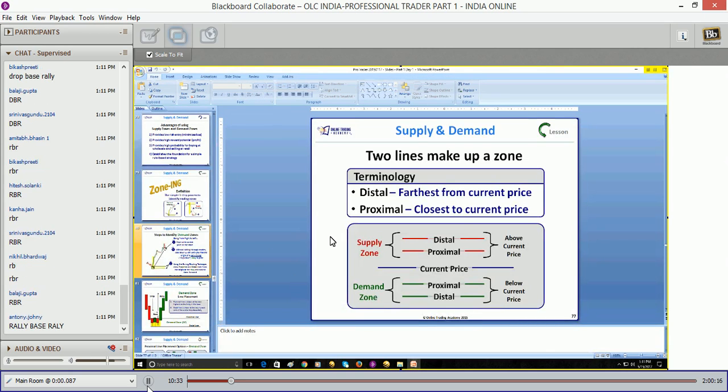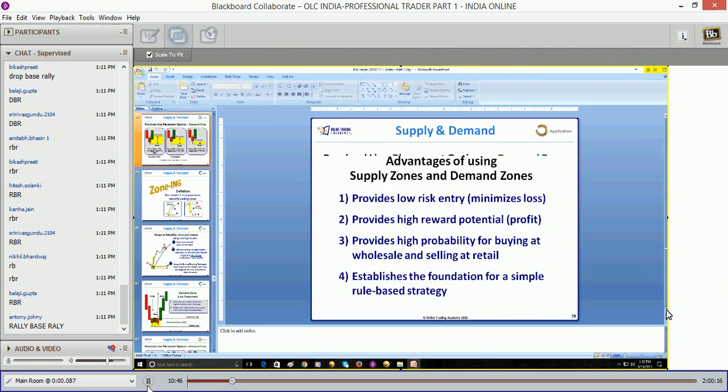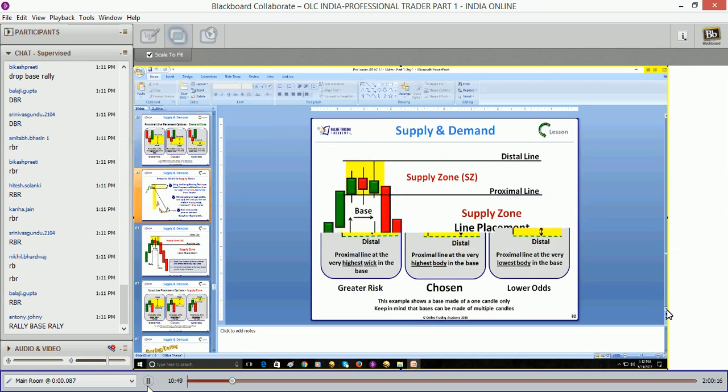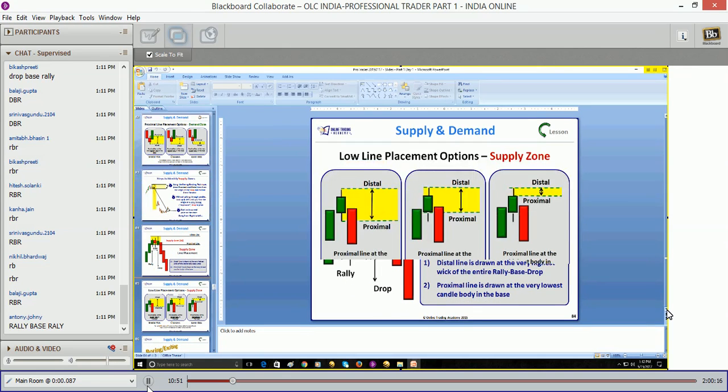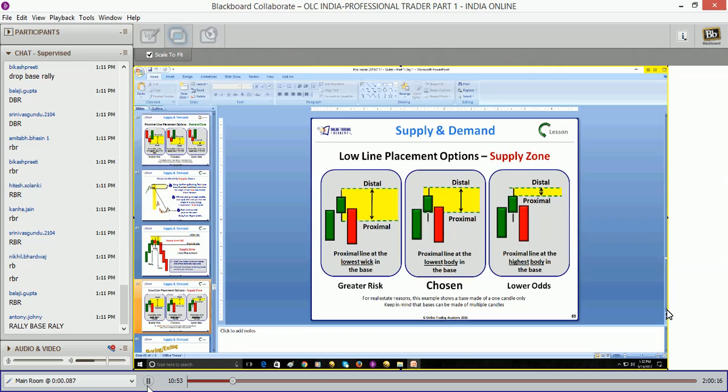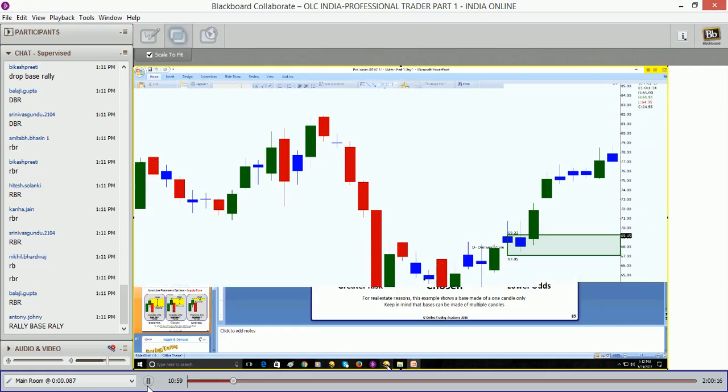Okay. Now the distal line is the one that is farthest away from my current market price. The proximal line is the one that is closest to my current market price. We learned the zoning process already. Now there are three ways in which you can mark your zone, friends. How do we mark our zone normally?